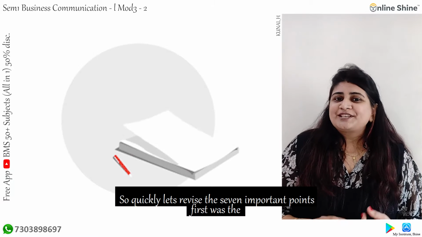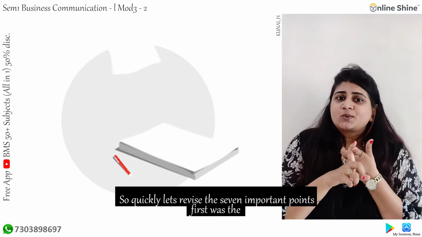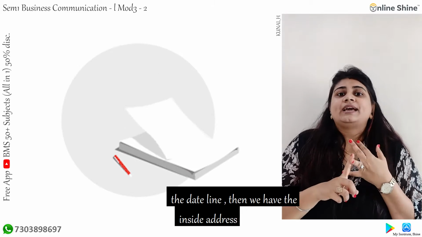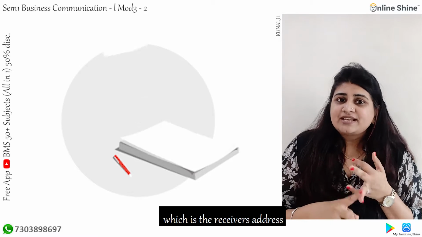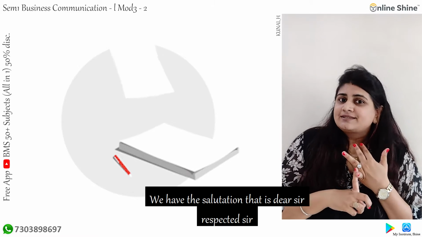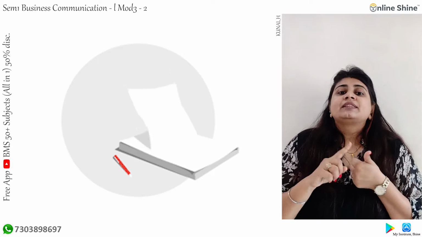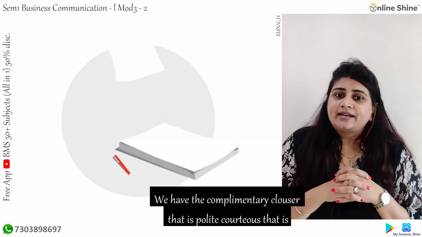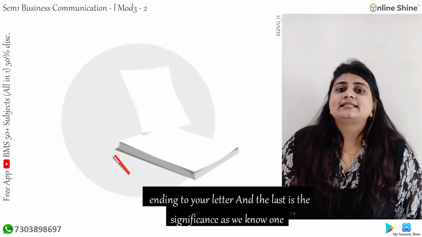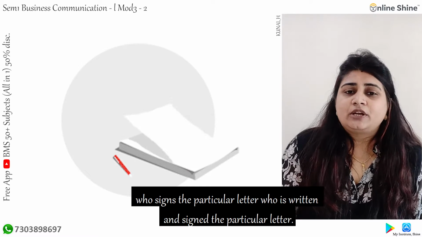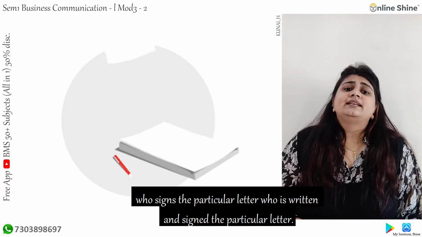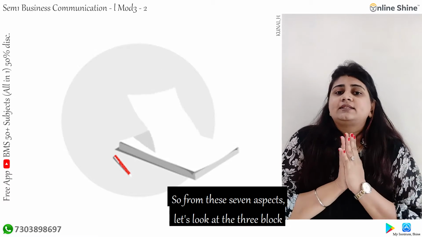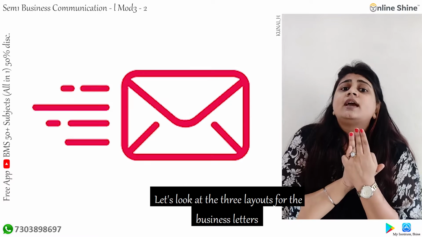Right? So quickly let's revise. What are the 7 important points? First was the head address, that's the sender's address. Then we had the date line. Then we had the inside address, which was the receiver's address. We had the salutation, that is dear sir, respected sir, whatsoever it be. Then we had the body, that is the content of the letter. We have the complimentary closure, that is a polite, courteous ending to a letter. And last is the signatory, as in the one who has written and signed the particular letter.